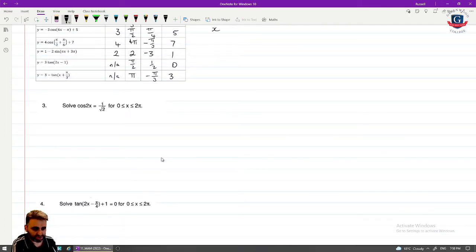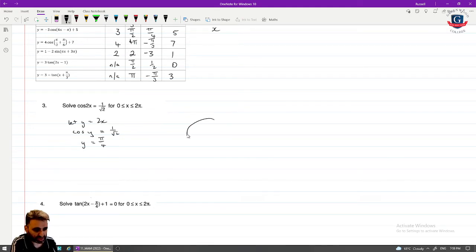Now we want to solve this function. Here's one way of doing it. There's lots of different ways of doing it. We'll start with let y equal 2x. So cos of y equals 1 on root 2. Y equals pi on 4. So far so good.